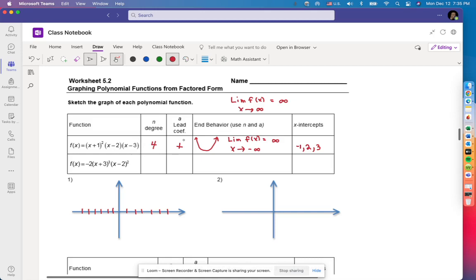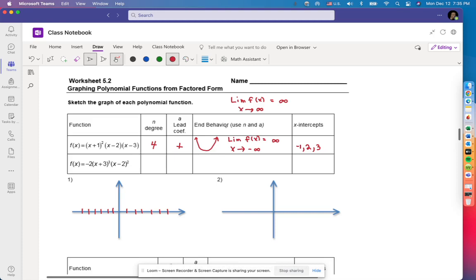Okay? The next one says leading coefficient. Notice there's no number in front of the function. There's no 5 or -3 or whatever. So this one has a positive leading coefficient. It's technically a 1. The one below it down here has a leading coefficient of -2. Okay? All right, let's go back to this first one.